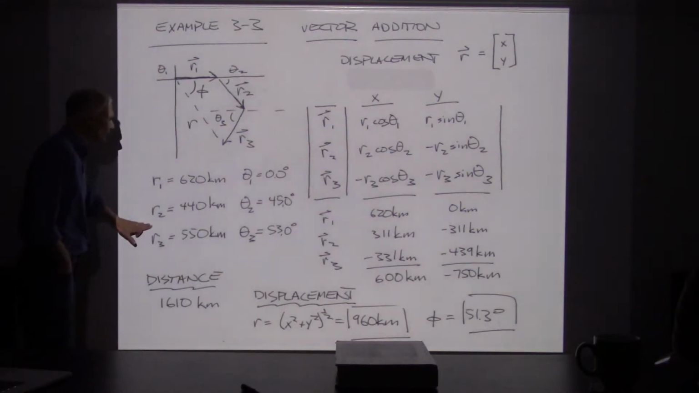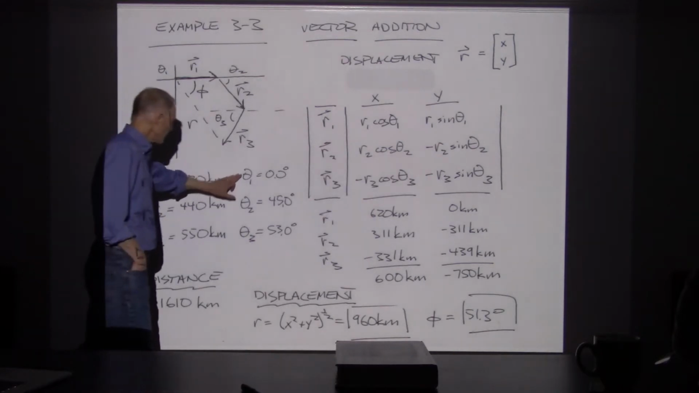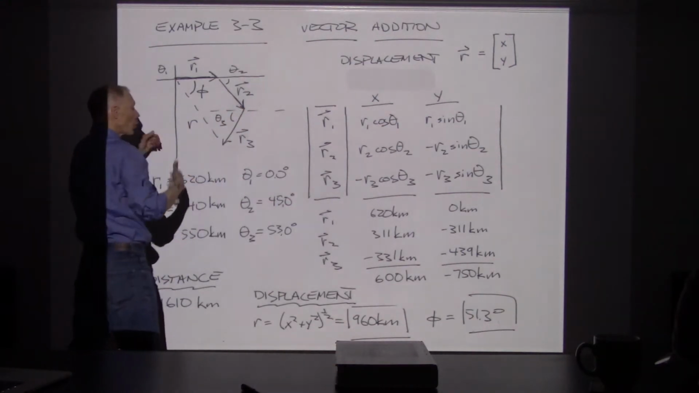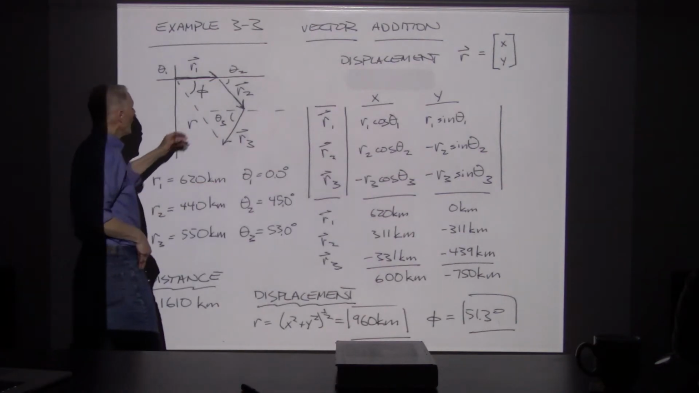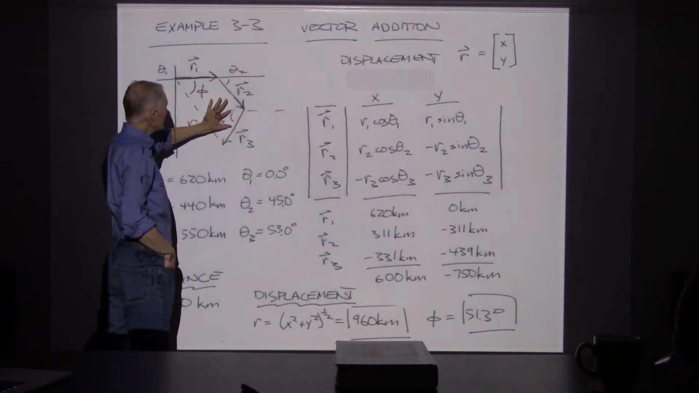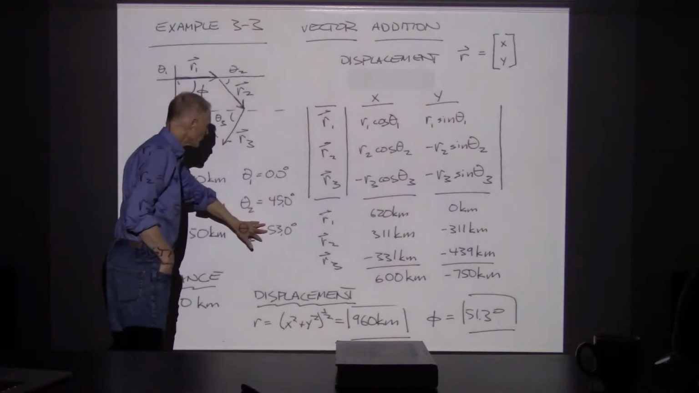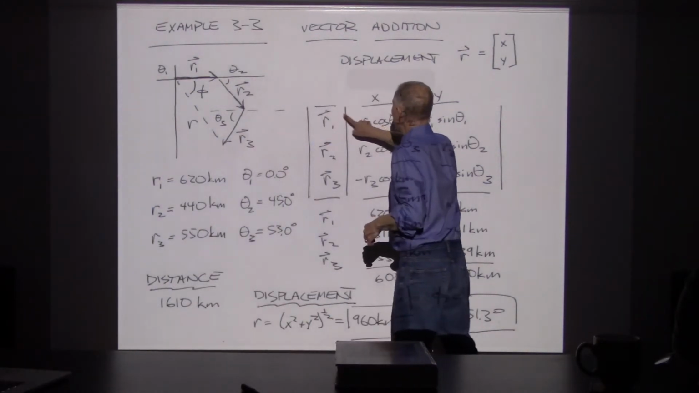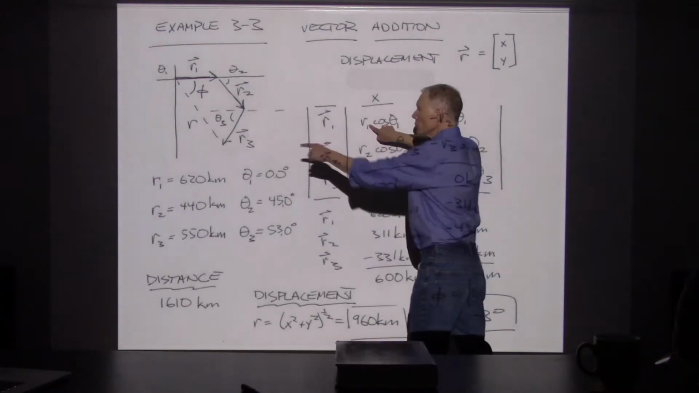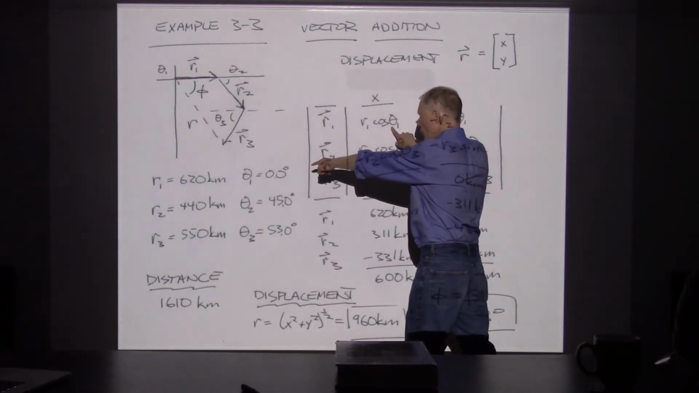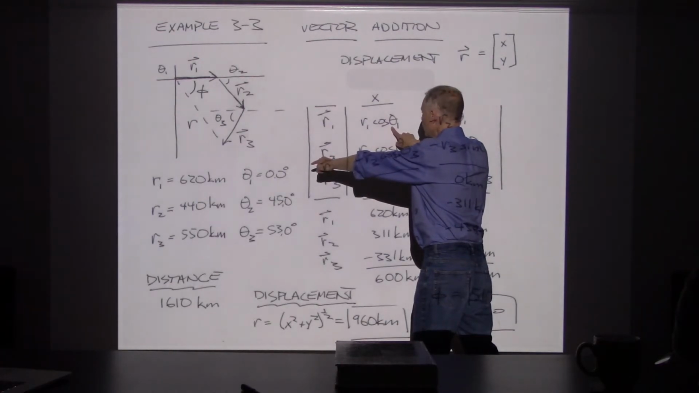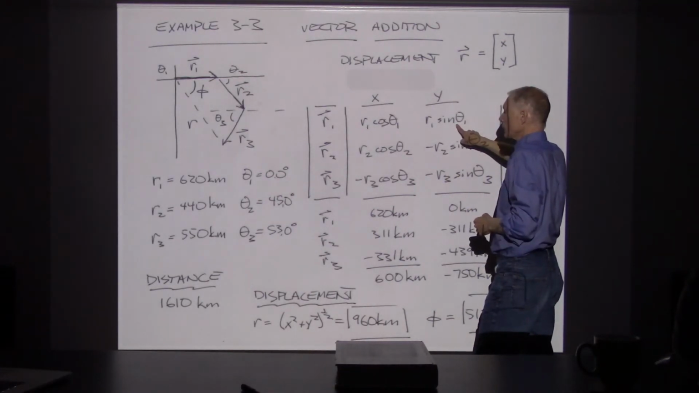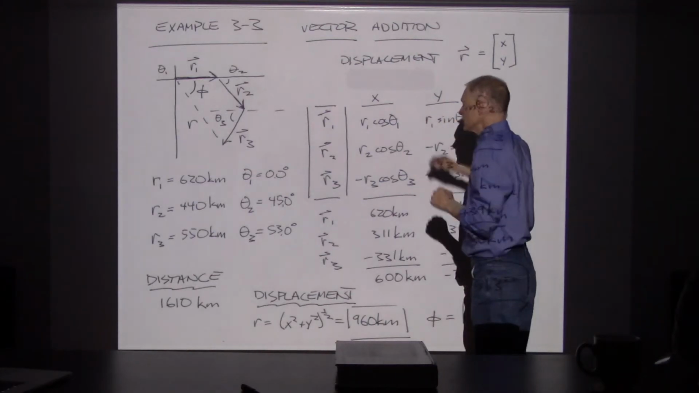For each one of these vectors, we had defined an r value and a theta. Now, for the thetas to work, I actually had to draw a diagram and show where the theta was. Theta 2 is right here at 45. Theta 3 is right here, and that's 53, and those are left as positive quantities. To find the components for vector number 1, I take the magnitude, which is 620, multiplied by the cosine of 0 for the x direction, and then r1 times the sine of 0, which is 0, for the y direction.